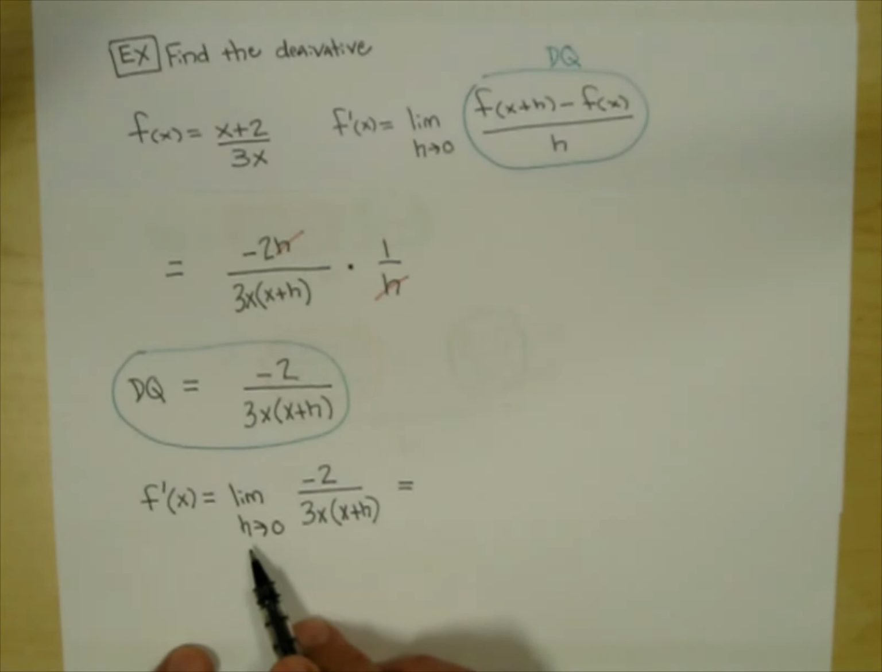So it looks like I am done. F prime, the derivative, is negative 2 over 3x squared. So there's the answer. Okay, now we're going to point out a few things.